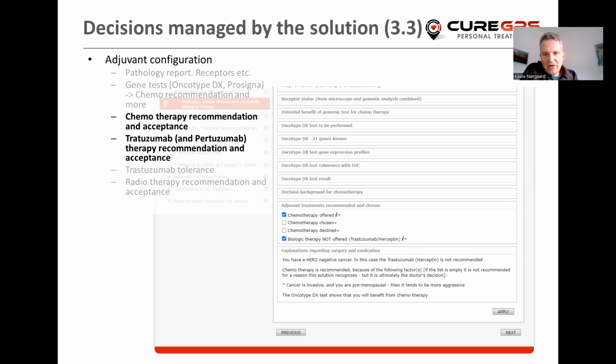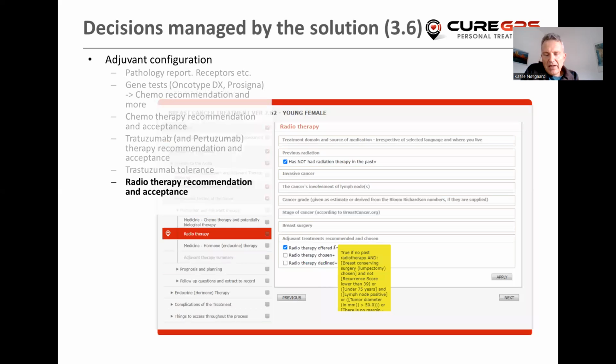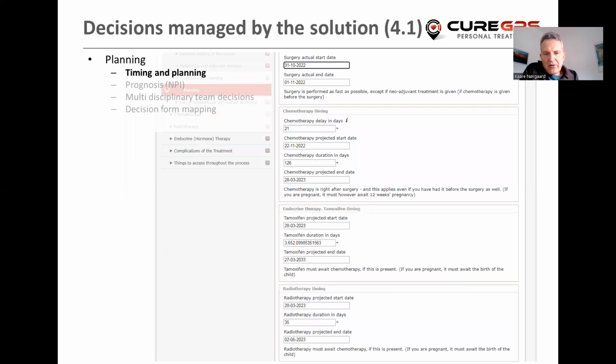In this case, it's HER2 negative, so trastuzumab or Herceptin is not offered. And finally, it will advise about the radiotherapy. Furthermore, it calculates the dates, and thereby is able to present a treatment plan, which can change.